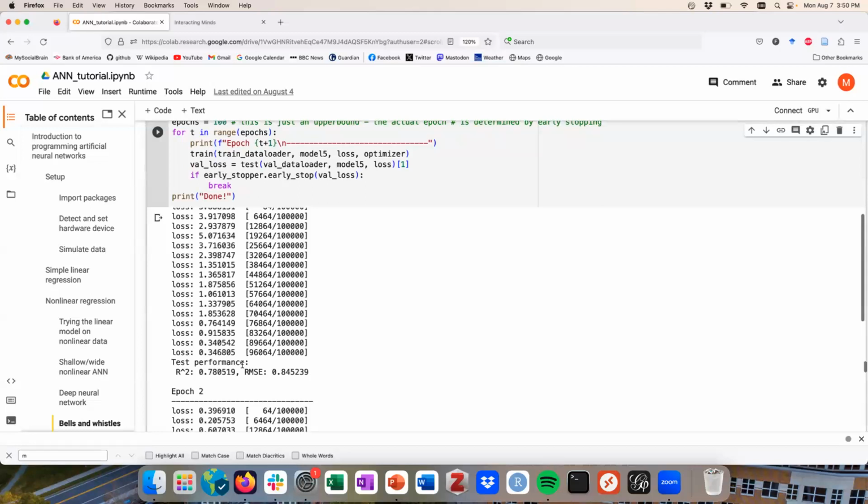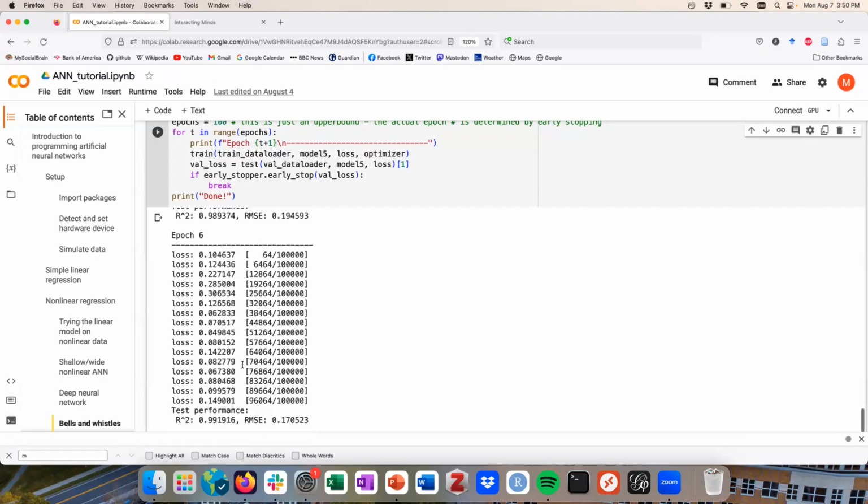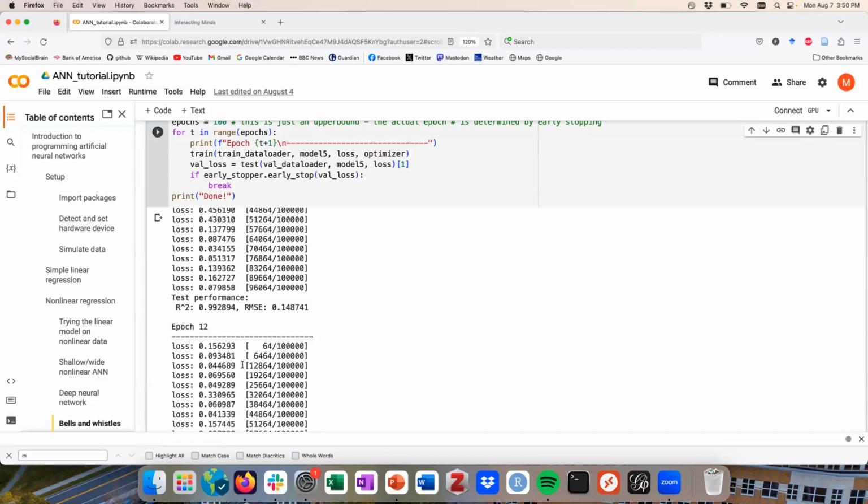And here we see the model starting to train, and its loss going down, which is great. This one trains for a while, which is why I didn't run it for you live.